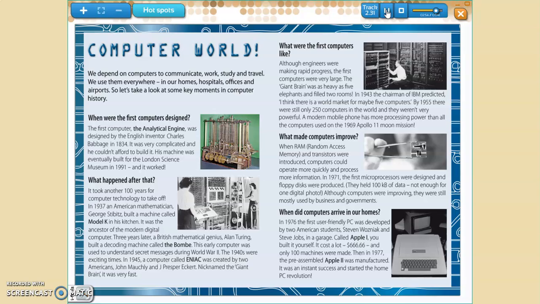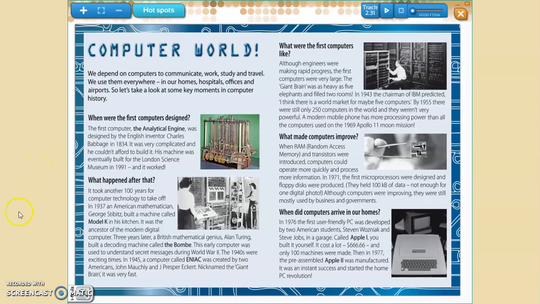Although computers were improving, they were still mostly used by business and governments. When did computers arrive in our homes? In 1976, the first user-friendly PC was developed by two American students, Stephen Wozniak and Steve Jobs, in a garage. Called Apple One, you built it yourself. It cost a lot. $666.66. And only 100 machines were made. Then, in 1977, the pre-assembled Apple II was manufactured. It was an instant success and started the home PC revolution.